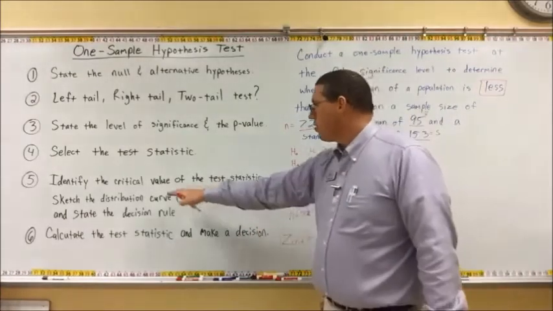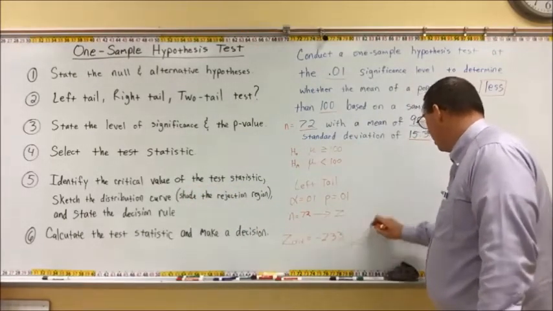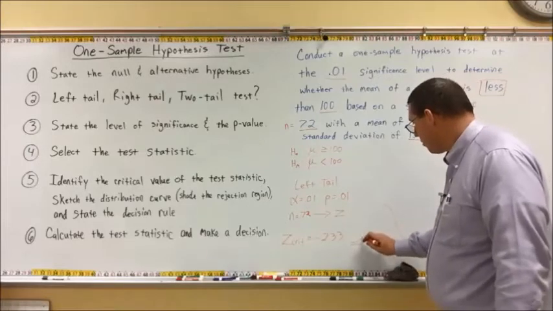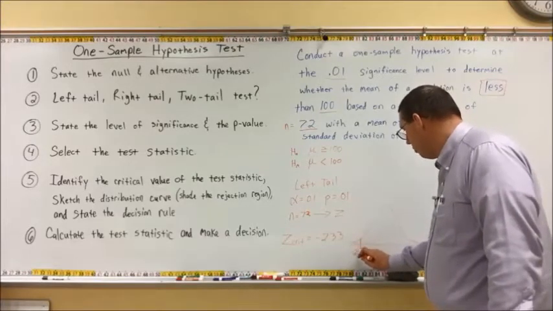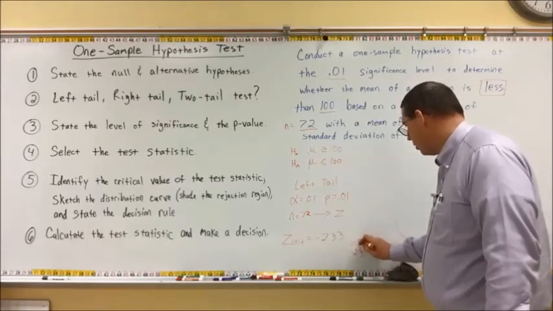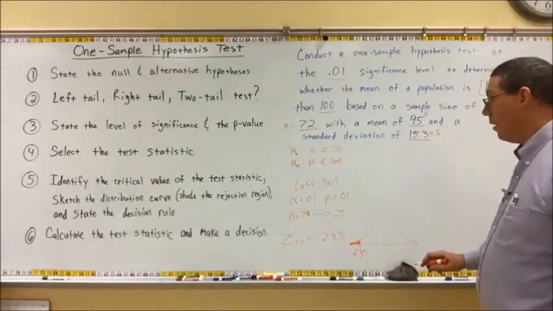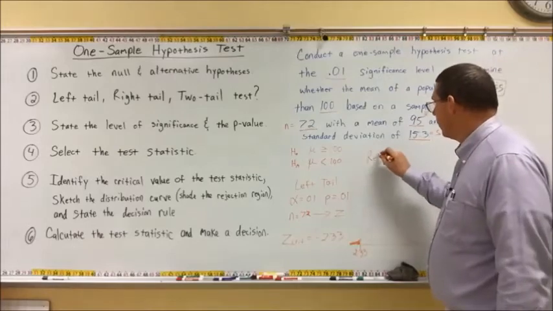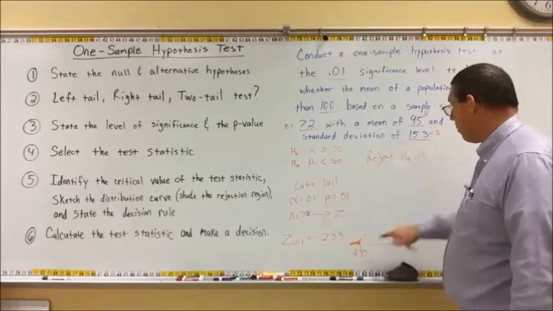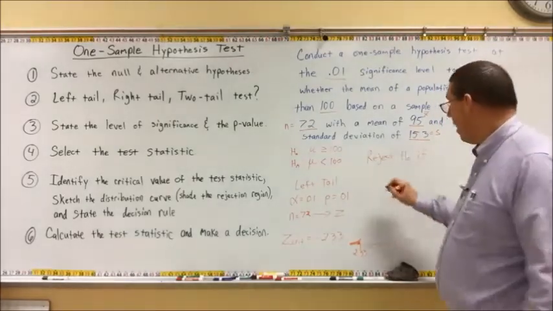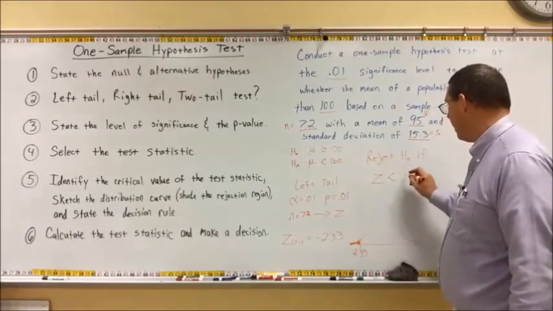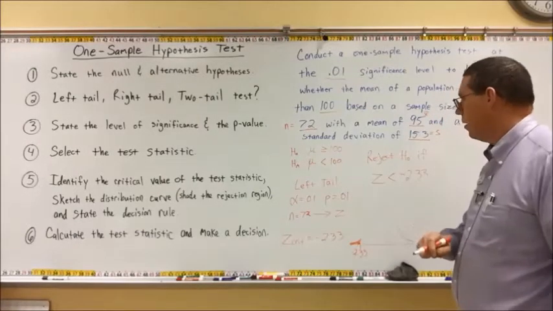And now we're going to sketch the distribution curve and shade the rejection region. It's a left-tail test, so over here we're going to draw a line, and we're going to put negative 2.33 as the critical z value, and we're going to shade in the rejection region here. And we're going to state the decision rule. Reject H sub O if. Now, there's only one rejection region, so we're only going to have one condition, and that's if the z value that we calculate is less than negative 2.33. That's step 5, and now let's move on to step 6.